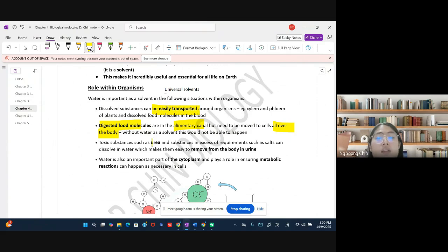And then toxic substances like urea and substances in excess of requirement need to be removed from the body by water. So Chloe, how are you able to excrete the waste products? By water, okay? You are able to do excretion, like when you sweat a lot, you also require the water to help you. Correct? Yes. Because when you sweat a lot, you are actually producing sweat. Sweat is a liquid, and this liquid contains a lot of mineral salt. So this water can help your body to excrete the excess salt.